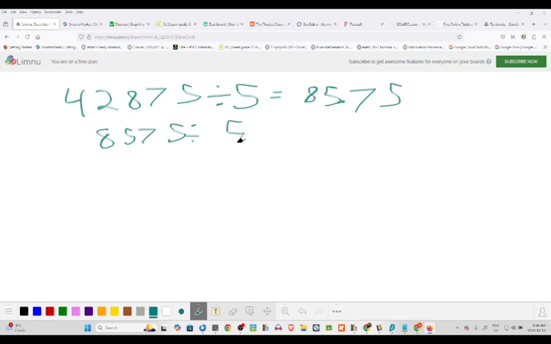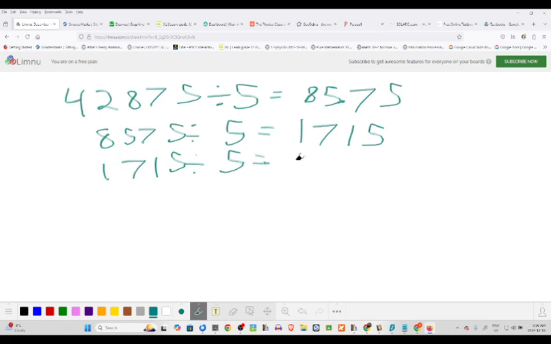If we divide this by 5, 5 goes into 8 once. It goes into 35 7 times. Goes into 7 once. Goes into 25 5 times. Here's our third 5.